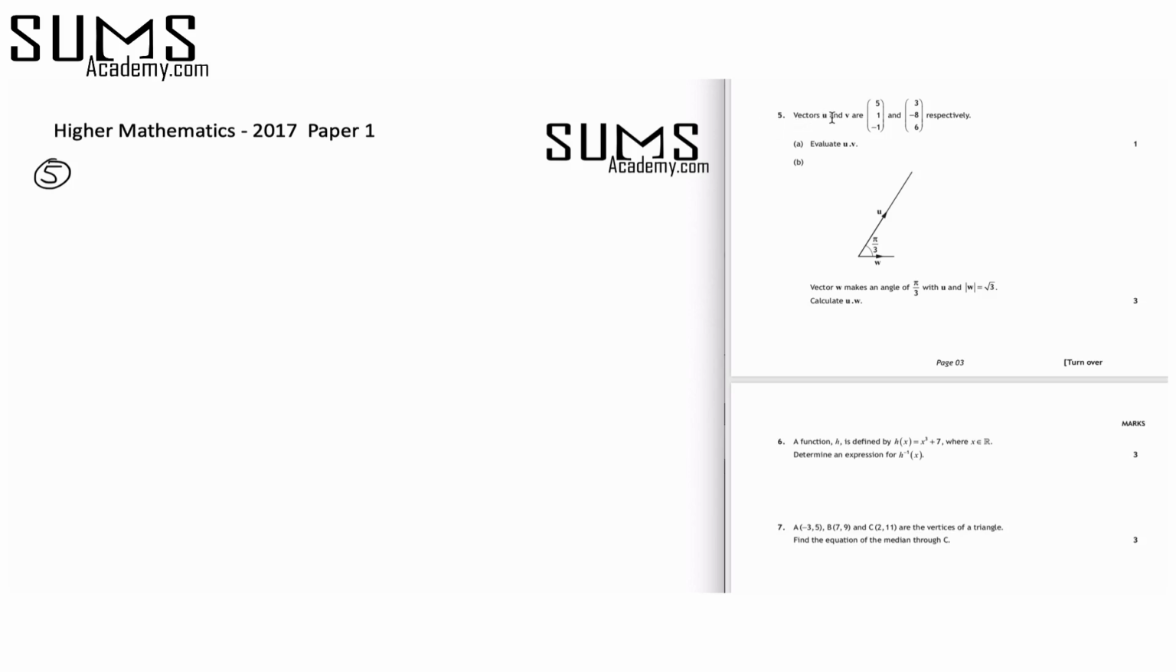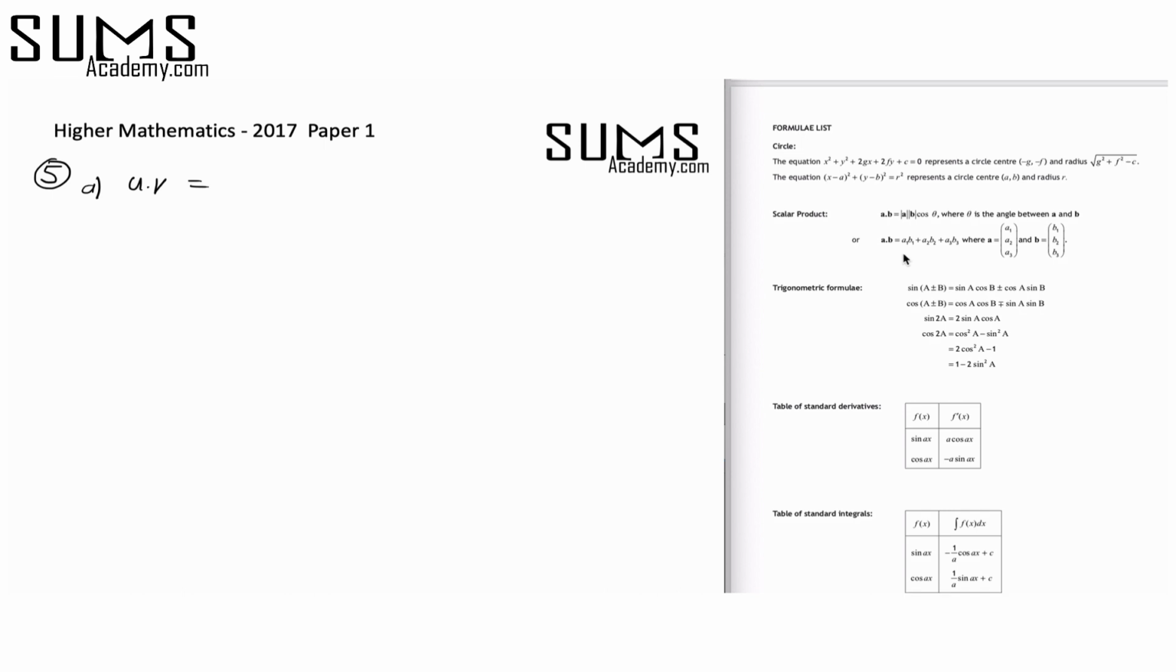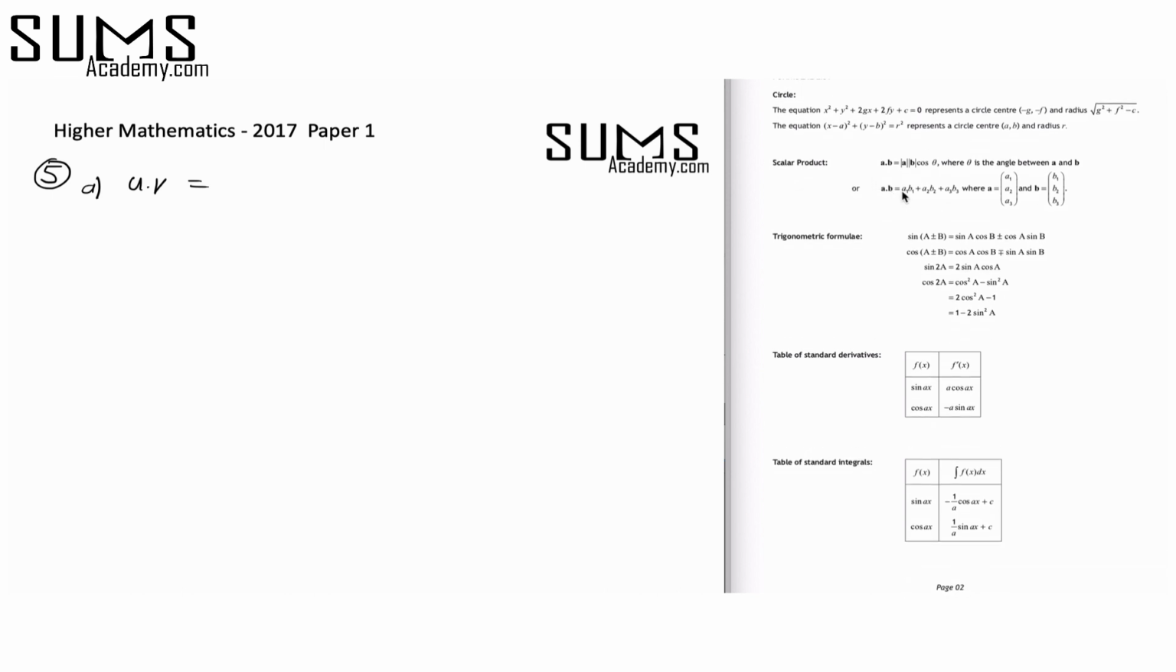Question 5. Vectors u and v are given respectively, and we're asked to evaluate u dot v for part A. We're actually given the equation for this, which if you don't remember, you can always look up. A dot b equals a1 times b1 plus a2 times b2, etc.